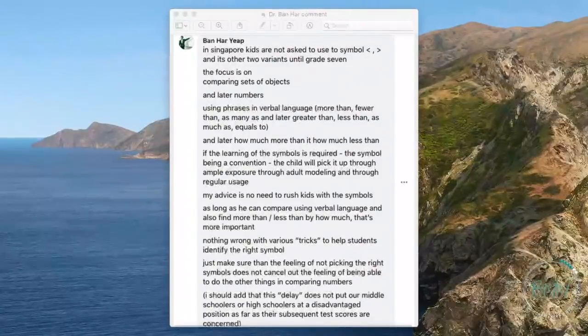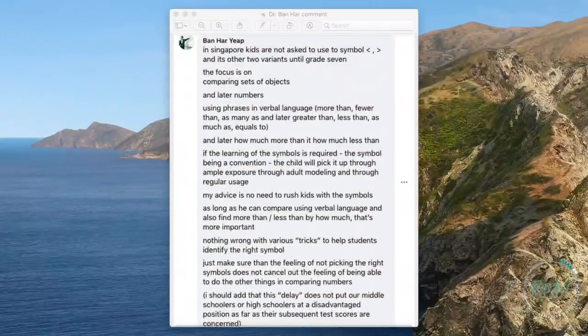Because we say it all the time. When we're showing a circle, we use the name circle. And the more that we do that with the symbols, then the kids will get it too. And he even says in here, nothing's wrong with various tricks to help the students identify the right symbol. That's why I said I could care less if you use the alligator symbols.